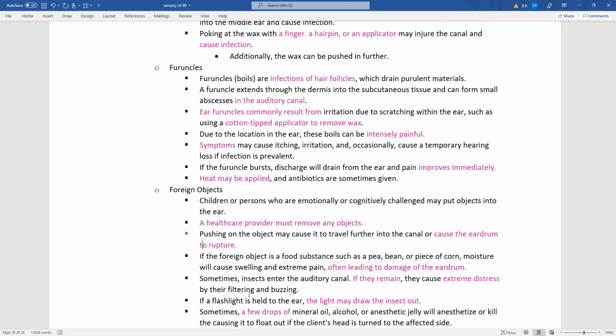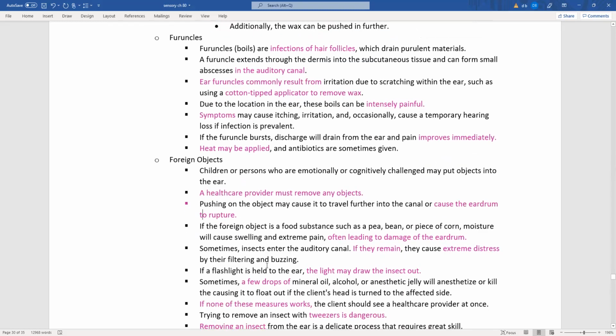So they was like, what happened? Guess what they pulled out that man's ear? A roach. They pulled a roach out his ear. Oh, that was just crazy to me. So just know them insects will cause some extreme distress.